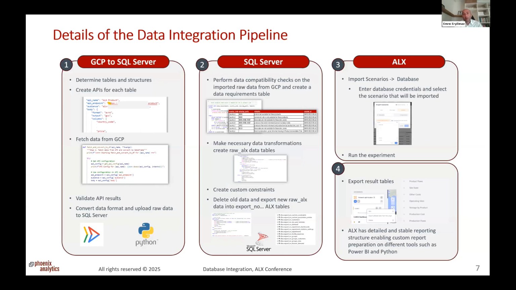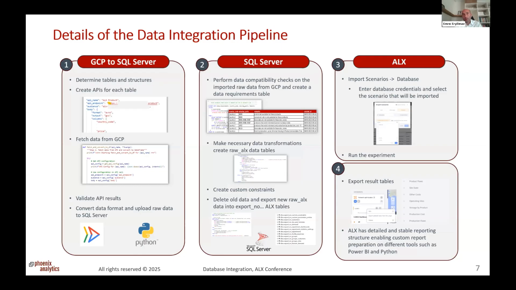At the second step, okay, now we have raw data, but to not get errors before running the experiments on ALX, we performed a data compatibility check again. What I mean is, we have the data structure as we desired, but there can be some missing information. For example, you may have a customer in demand, but it may not exist in the customer table. So that's the problem.